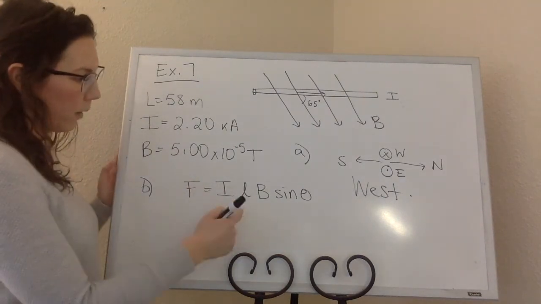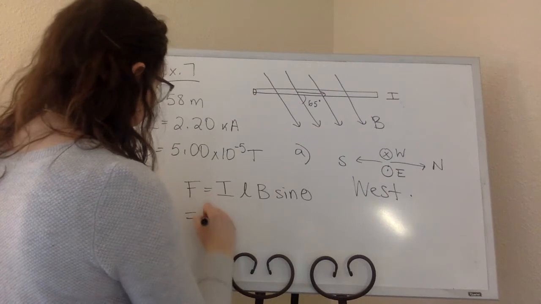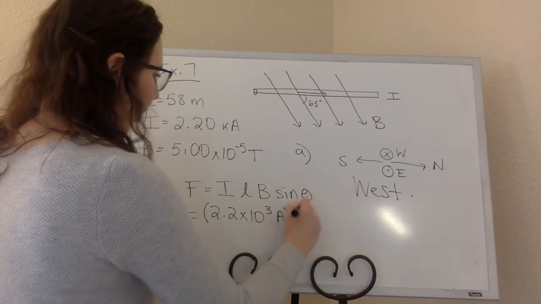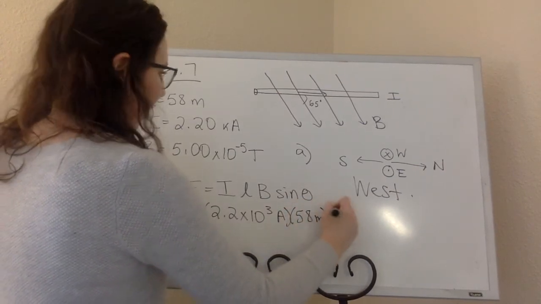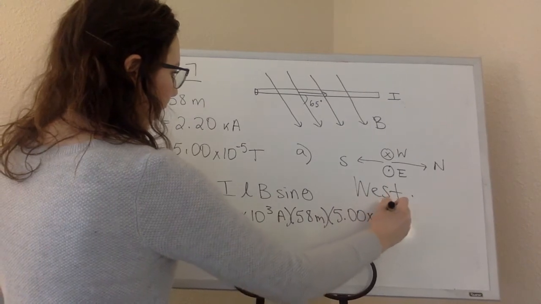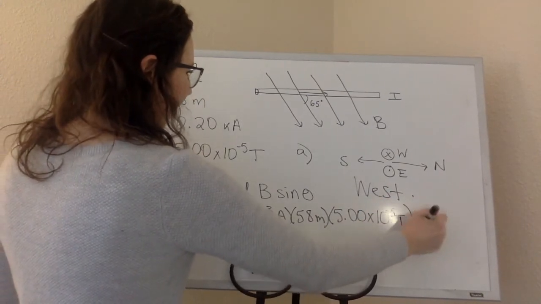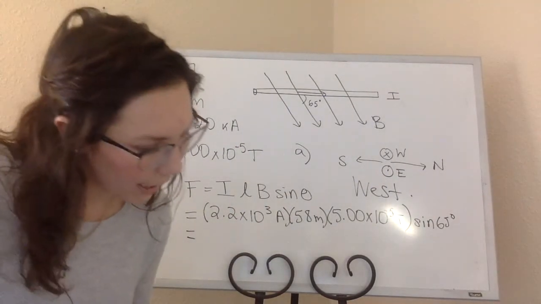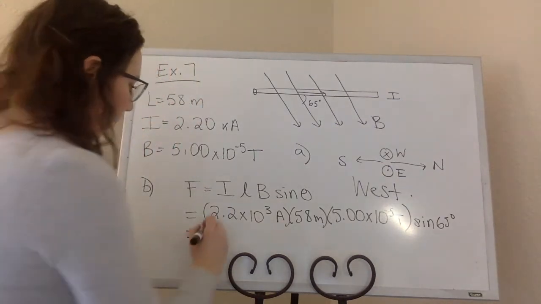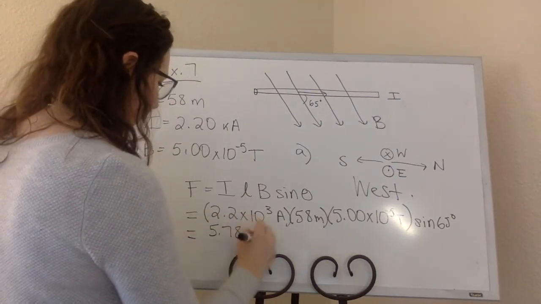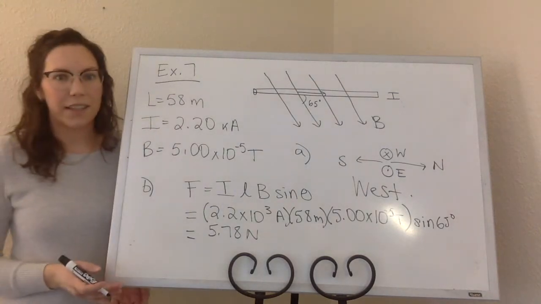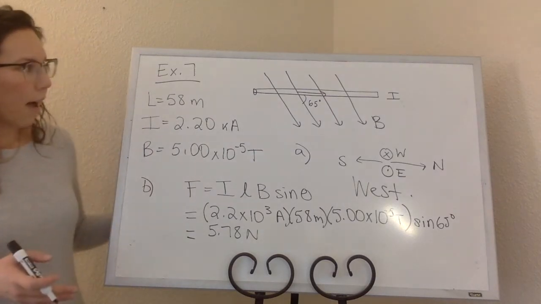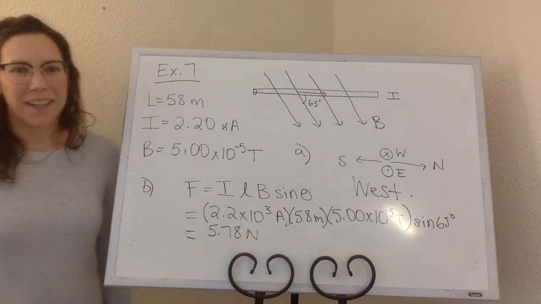So then our magnetic force on the wire is ILB sine theta to find the magnitude. So 2.2 times 10 to the 3 amps, 58 meters, 5 times 10 to the negative 5 Tesla, and then sine of 65 degrees to give me a magnetic force of 5.78 newtons. Notice that that is actually very small compared to gravity on the wire, which would be greater, and any other forces that would be significant on the wire.